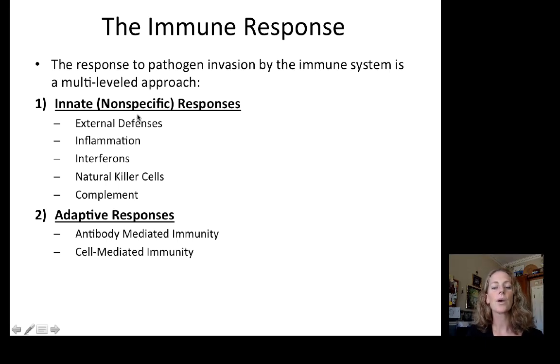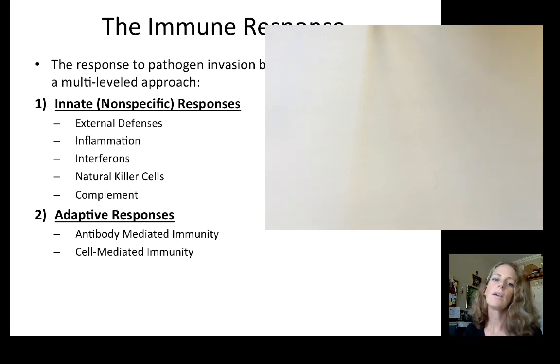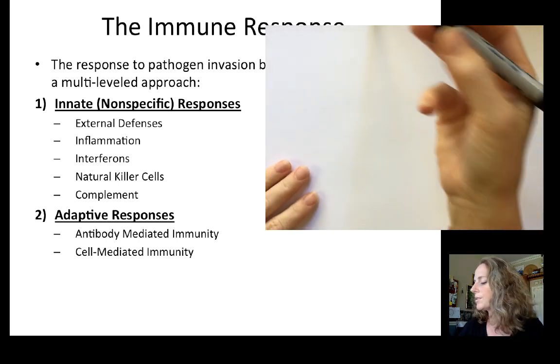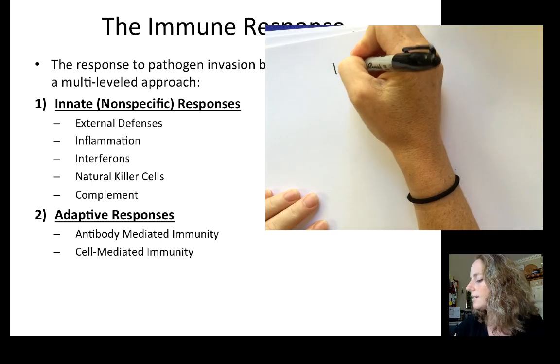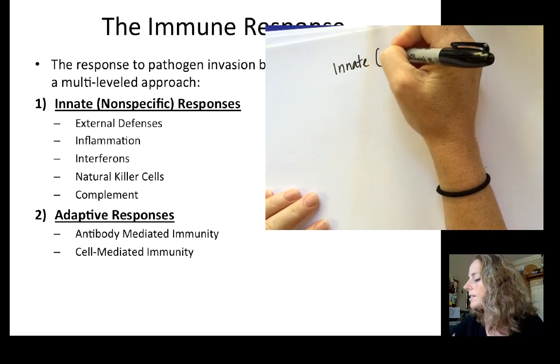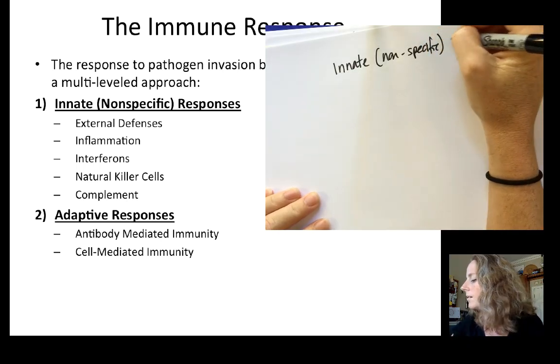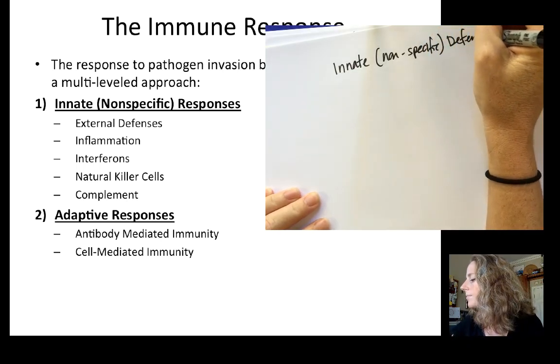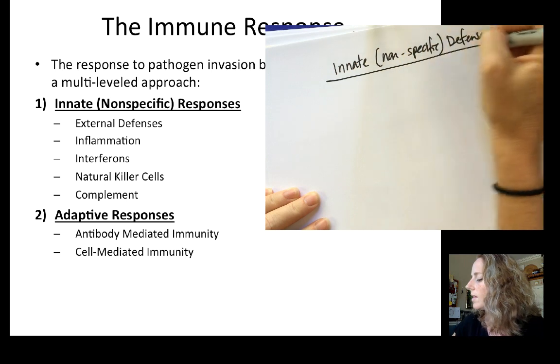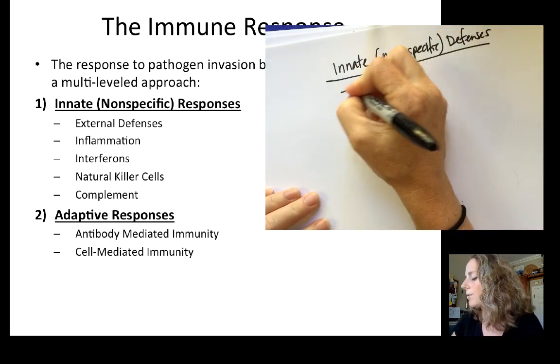Okay, so those were all non-specific responses. So let's list those out and do a summary diagram. Okay, so for the immune response, we have the innate or non-specific defenses. These are defenses that are general.